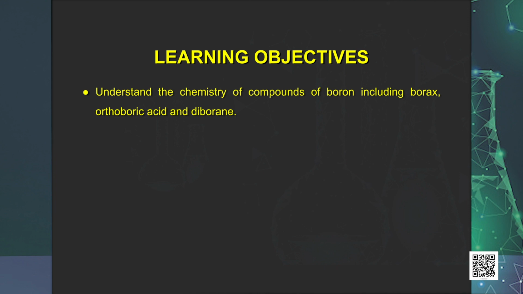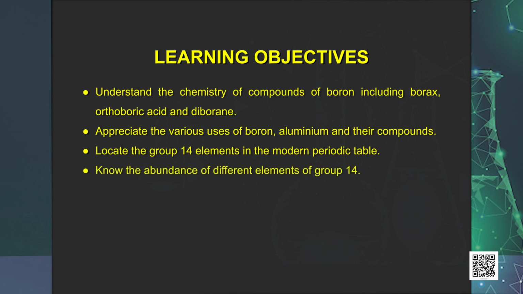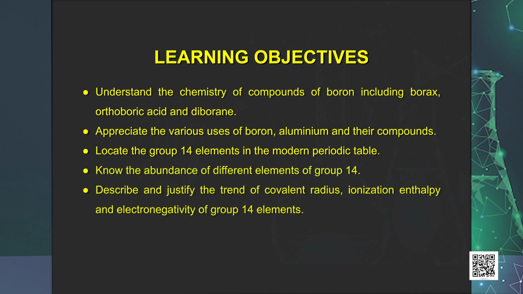After this discussion, you will be able to understand the chemistry of compounds of boron including borax, orthoboric acid and diborane. Appreciate the various uses of boron, aluminium and their compounds. Locate the group 14 elements in the modern periodic table. Know the abundance of different elements of group 14. Describe and justify the trend of covalent radius, ionization enthalpy and electronegativity of group 14 elements. Explain the physical properties of the carbon family.